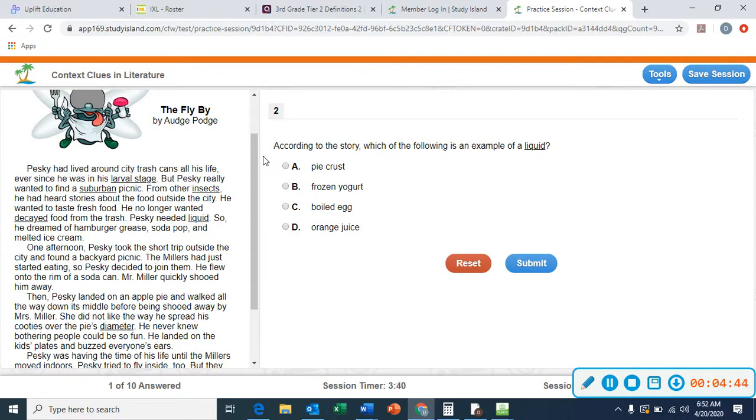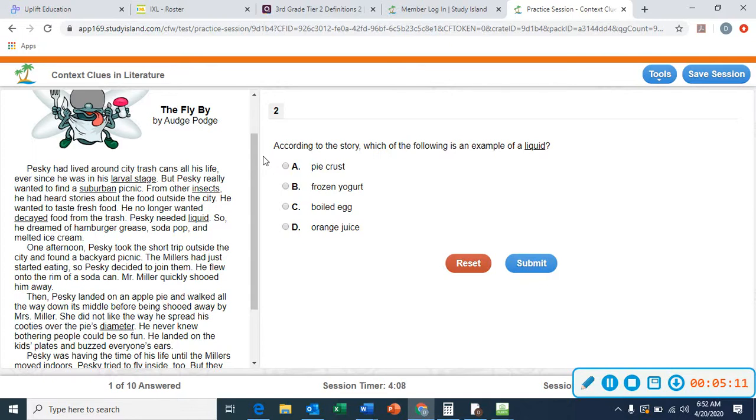Pesky had lived around city trash cans all his life, ever since he was in the larval stage. But Pesky really wanted to find a suburban picnic. From other insects, he had heard stories about the food outside the city. He wanted to taste fresh food. He no longer wanted decayed food from the trash. Pesky needed liquid, so he dreamed of hamburger grease, soda pop, and melted ice cream.